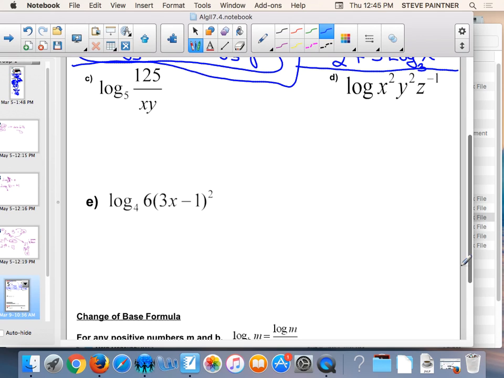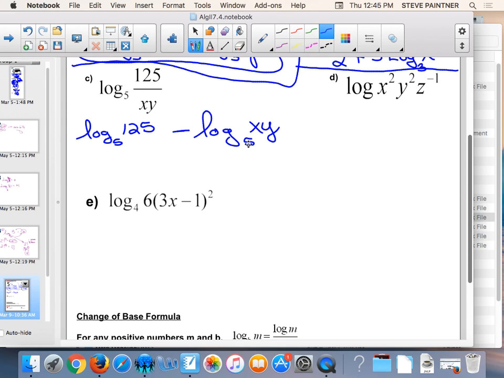Okay, what do you have? Look up there. Do you have division, multiplication, what? Division. Okay, so division is the same as subtraction. So log of, subtract log of. Help. What's first? 125, minus log of xy, base what? 5. Okay, are you done? Did you do your job?